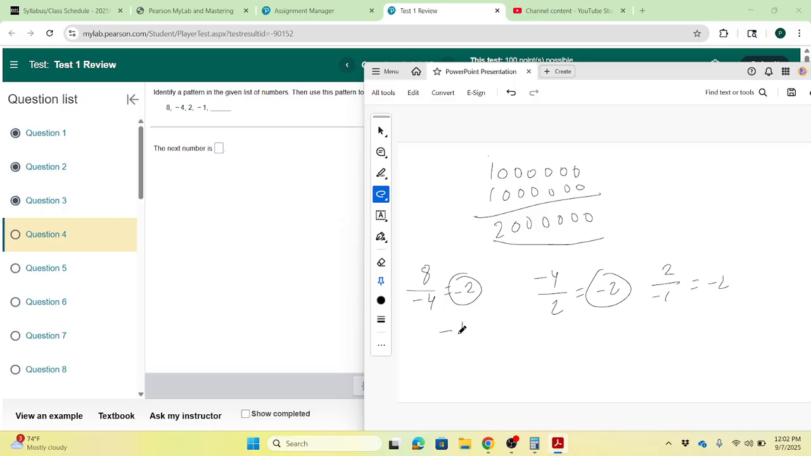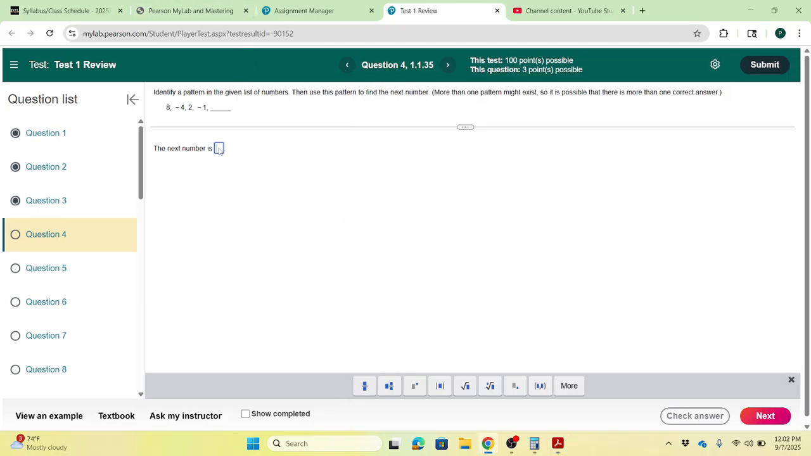So if I divide -1 by -2 to get the next number, it would be half. Okay, so it would be -half, sorry, -half or +half, let me see. It's a +half. So the common ratio is -2. If you divide any number by -2, you get the next number.